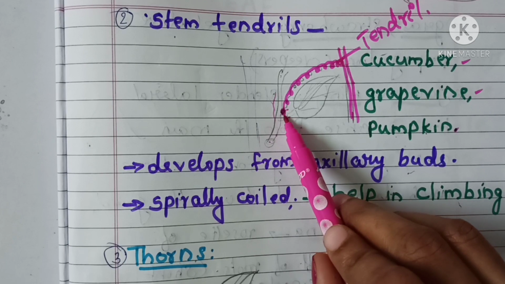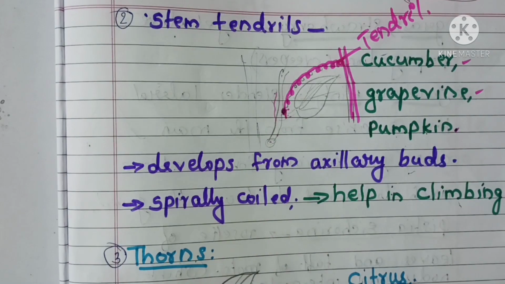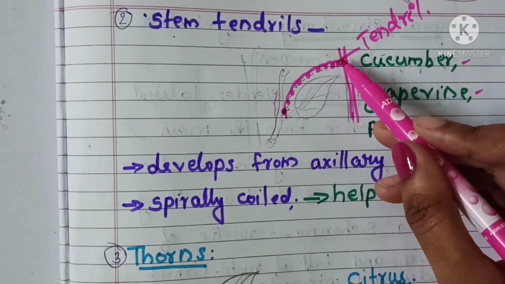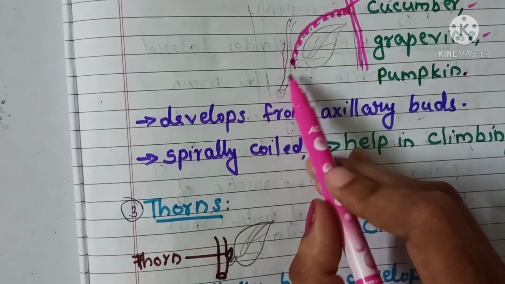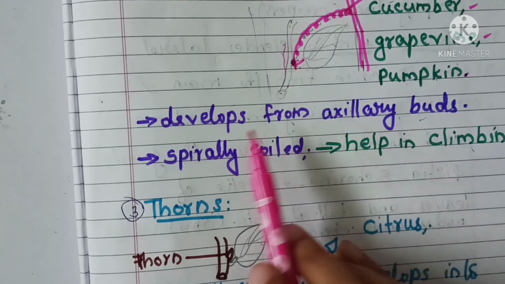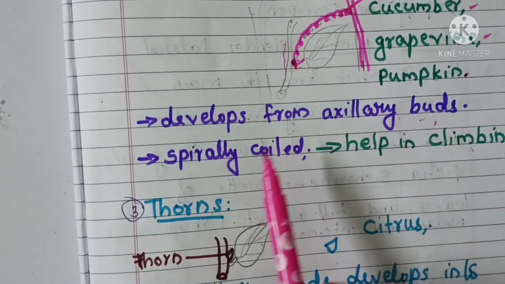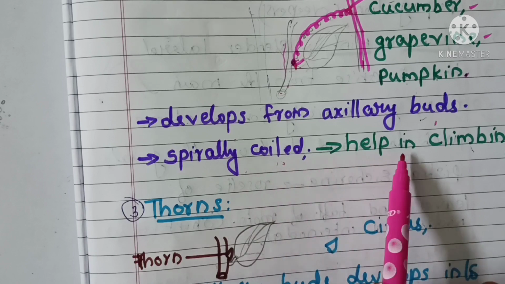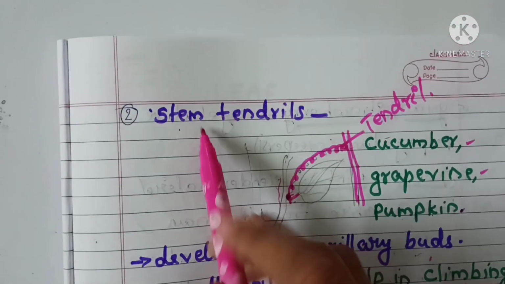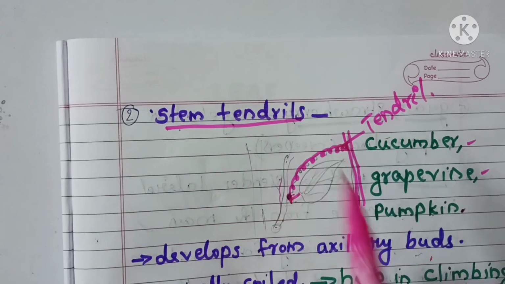So what is the function of stem tendril? It helps in climbing the plant. It develops from the axillary bud, you have seen from the axil of the leaf it arises, so it develops from the axillary bud and it is spirally coiled and helps in climbing. So this is the second modification, that is stem tendrils.